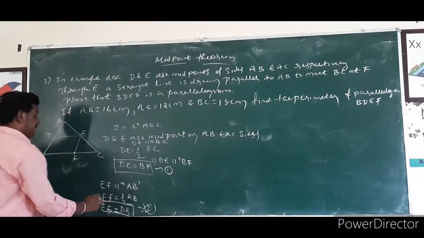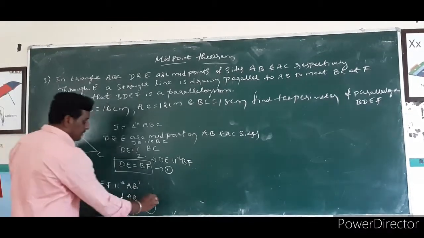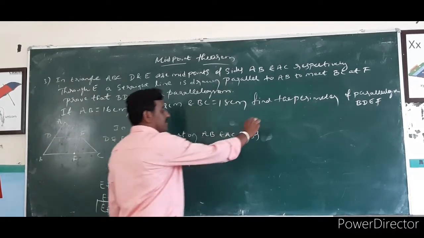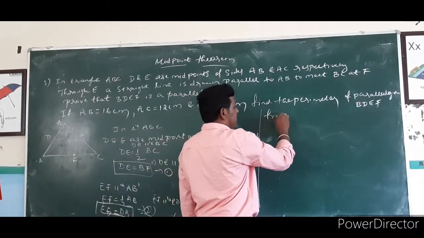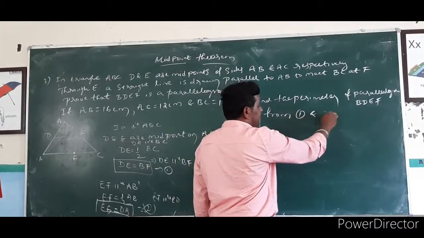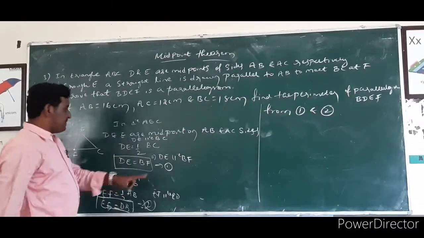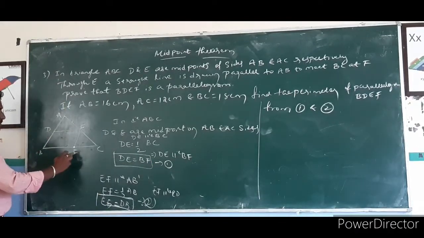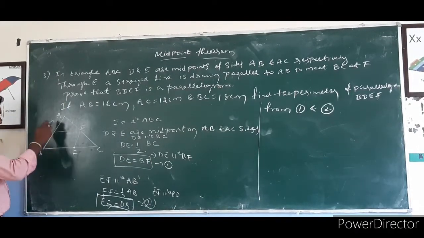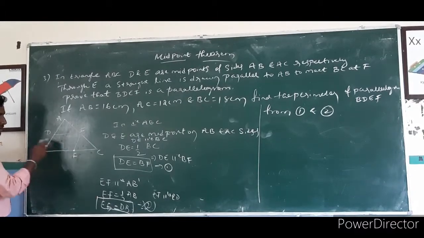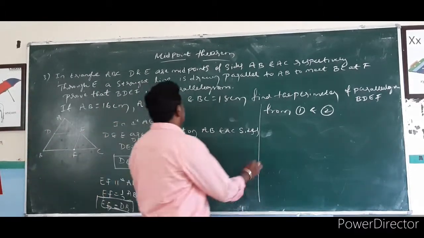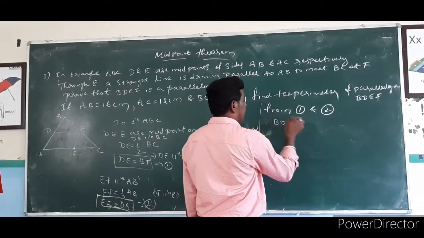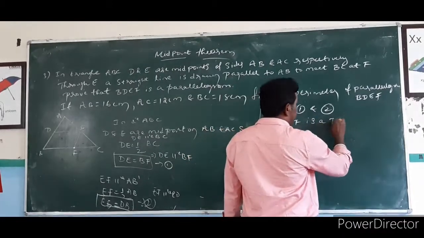EF parallel to AB means EF is also parallel to BD. So from equations 1 and 2, DE is parallel and equal to BF, and EF is parallel and equal to DB. That means BDEF is a parallelogram.